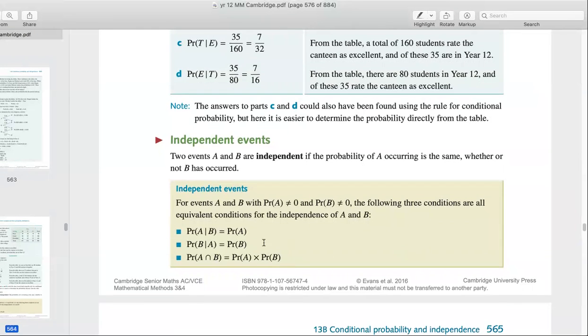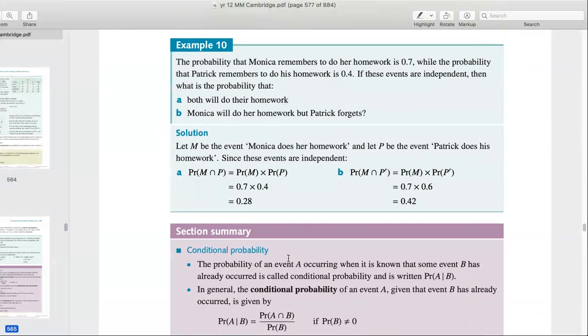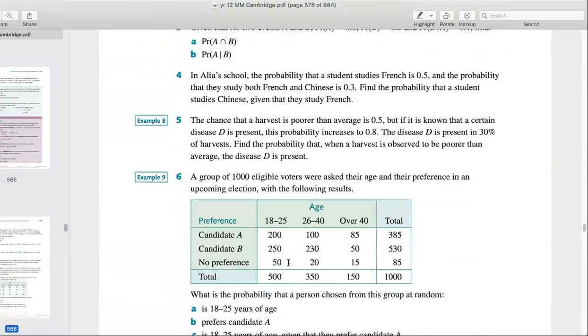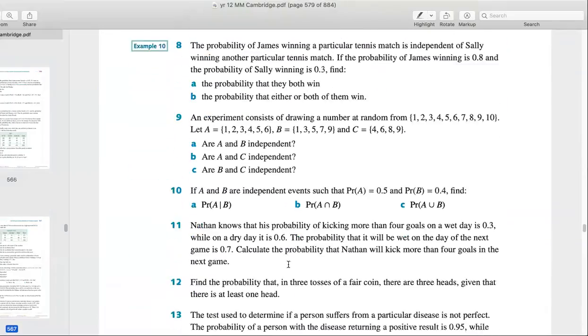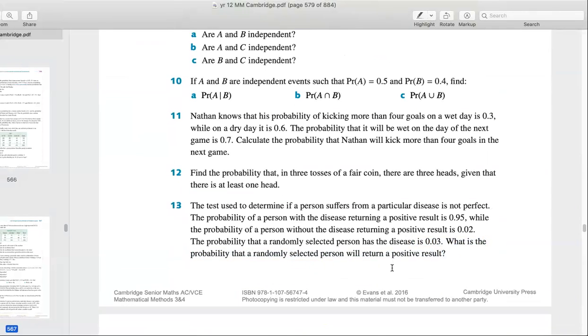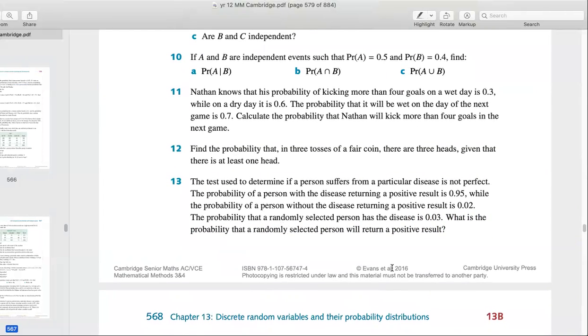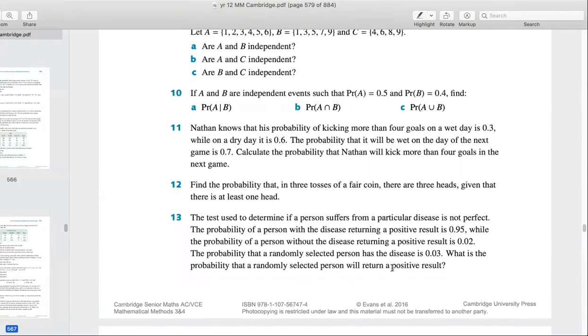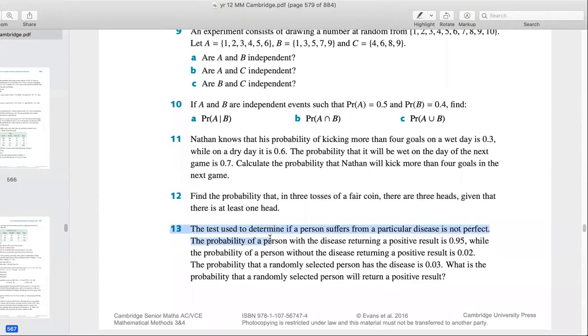For mutually exclusive events, the probability of A intersection B will be 0, but for independent events, it will equal the separate probabilities multiplied together. Okay, this is conditional probability, and make sure you try this question. It's pretty interesting, and the hint I give you here is the tree diagram. This will be on page 567, question 13.